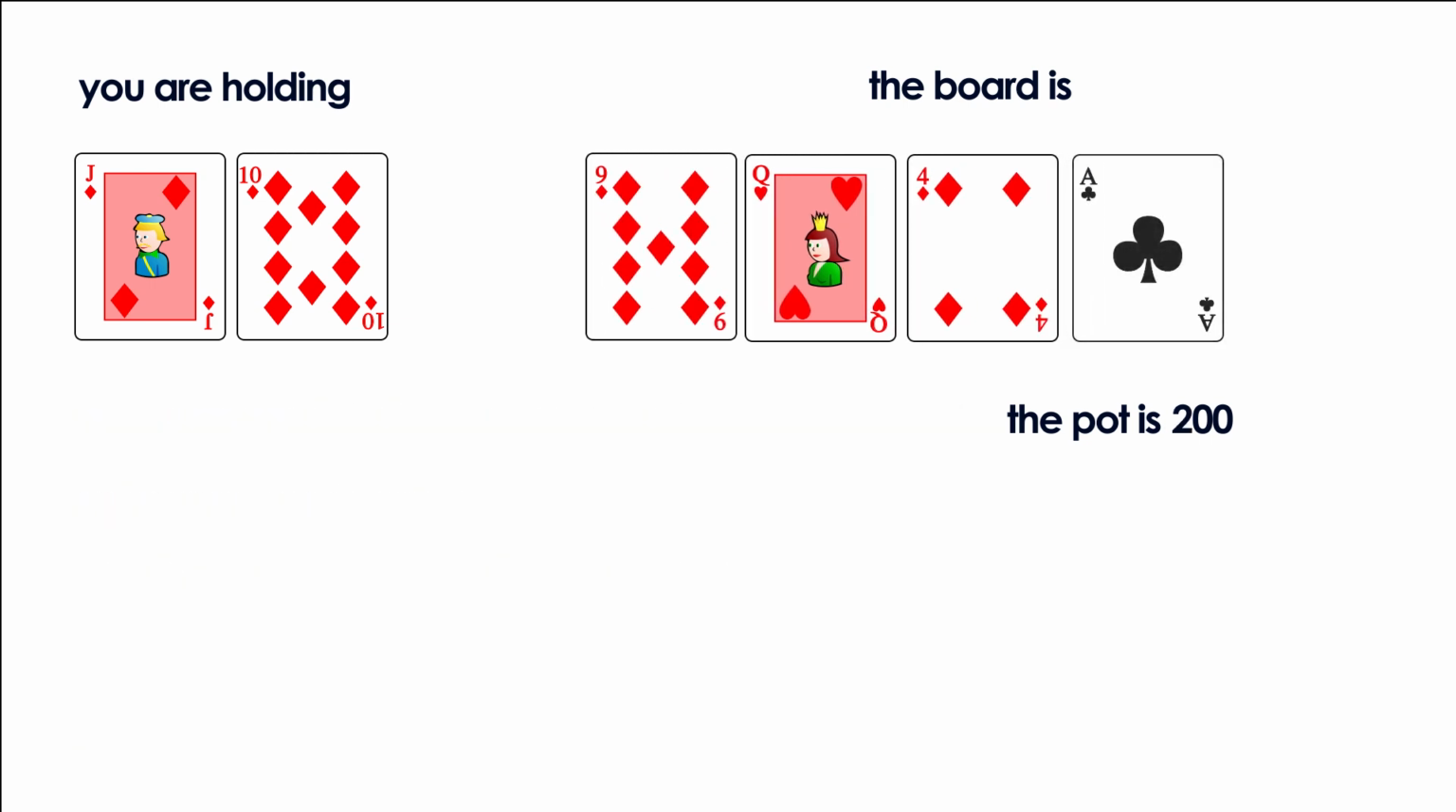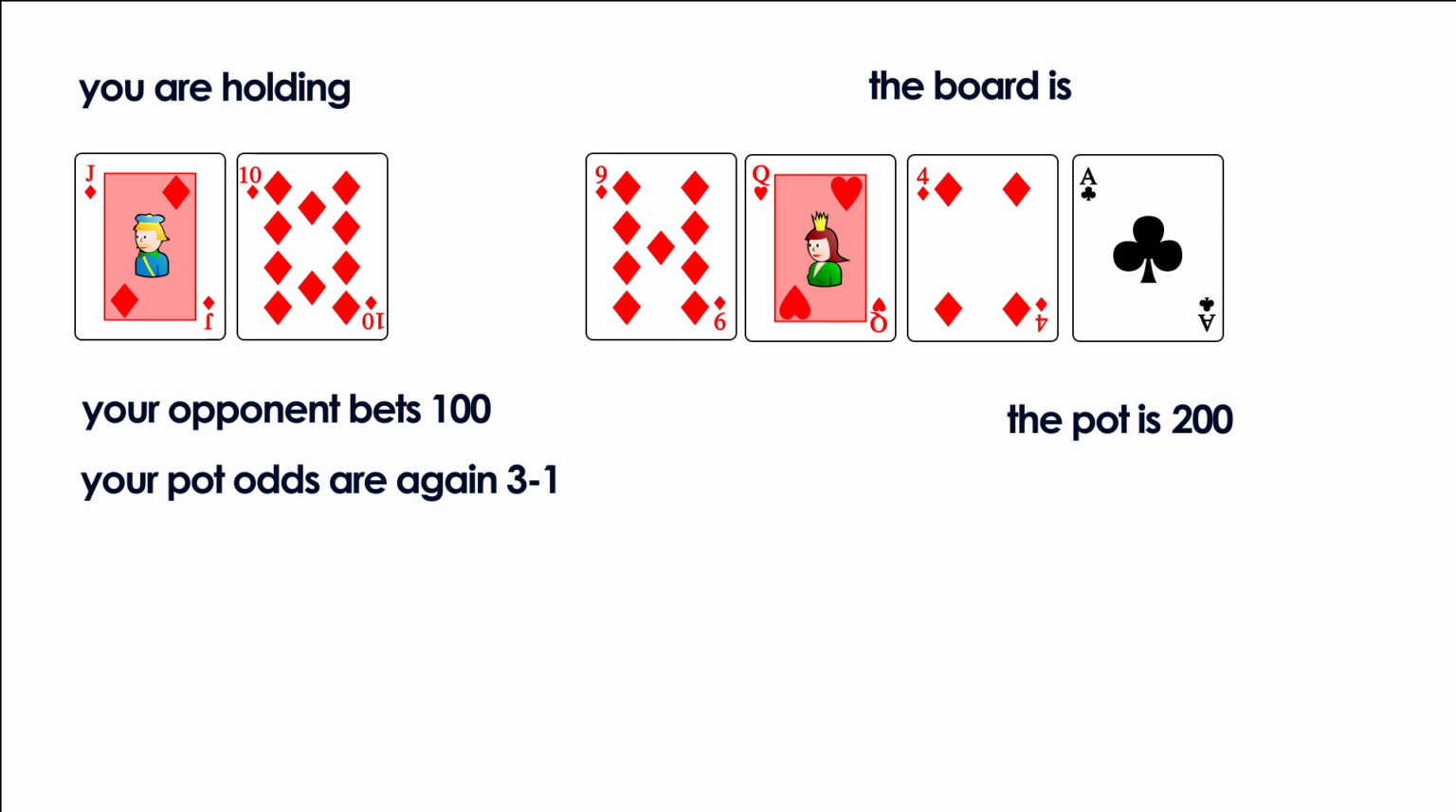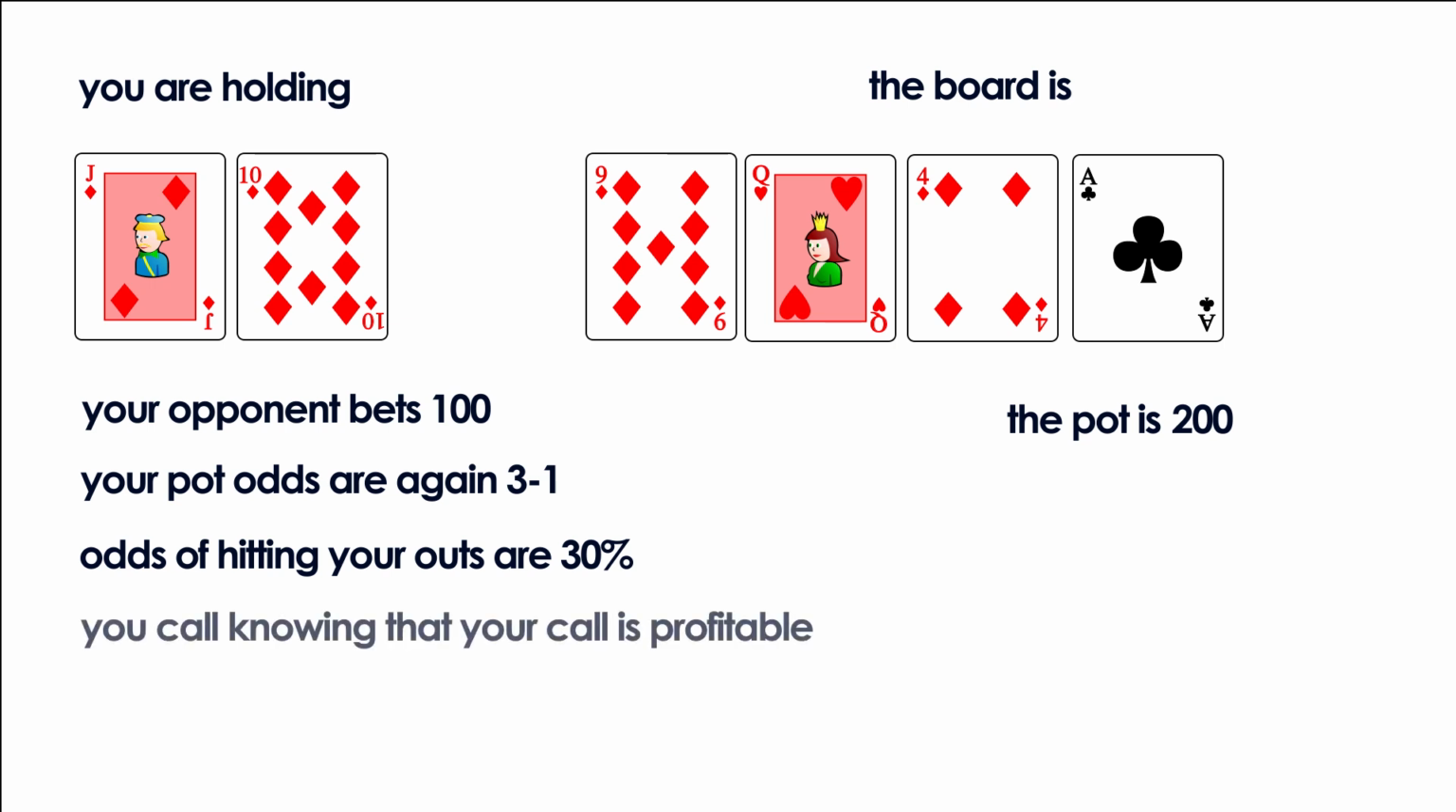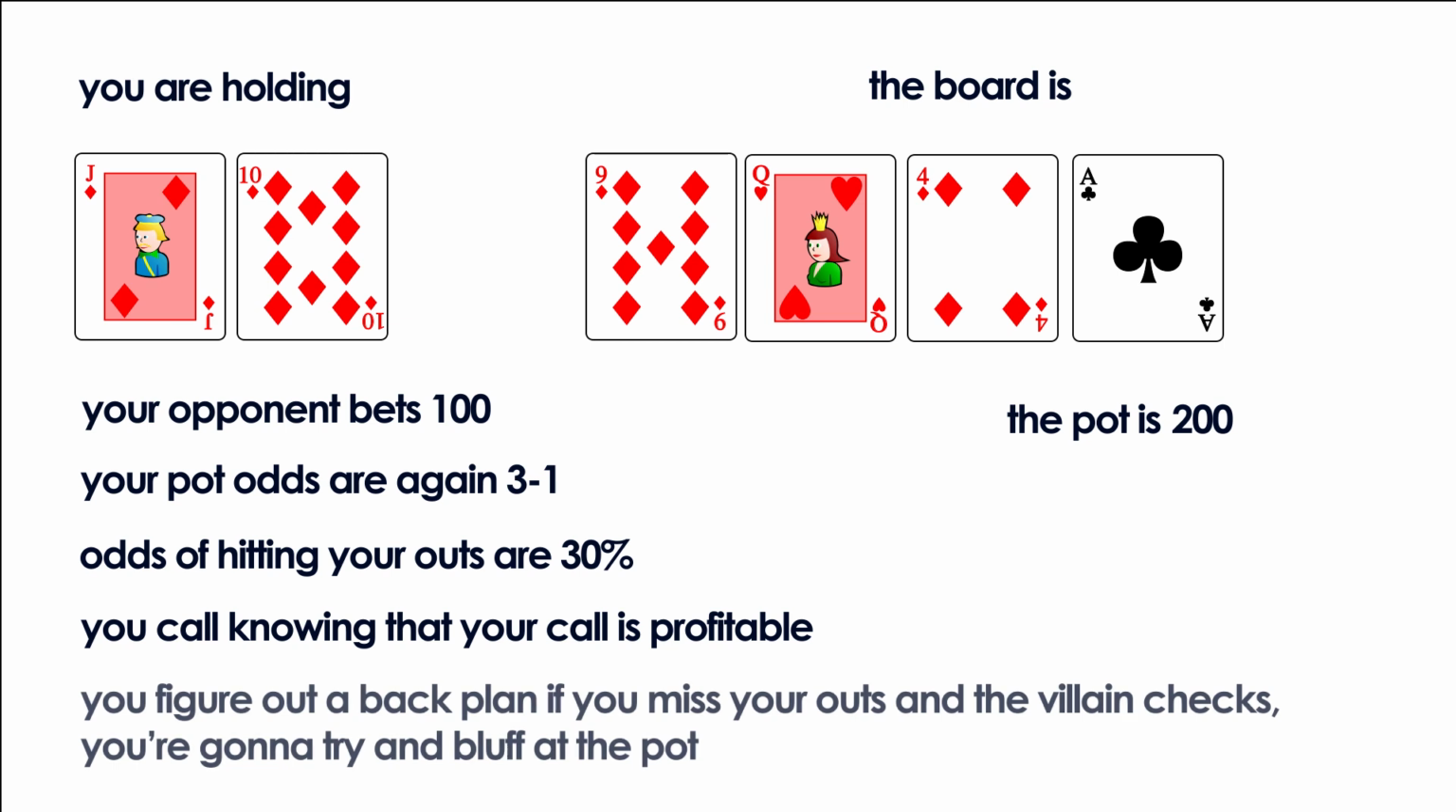The turn is an ace of clubs, and your opponent bets 100 to the pot of 200. Your pot odds are again 3 to 1, and the odds of hitting your hand are now 30%. You realize that 70% of the time you'll end up missing both the flush and the straight, but you call knowing that this call is slightly profitable, plus you decide that if you miss your outs and your opponent checks to you on the river, you'll bet 70% of the pot to try and take it down.